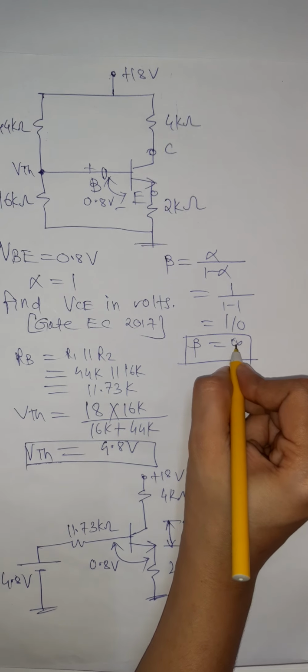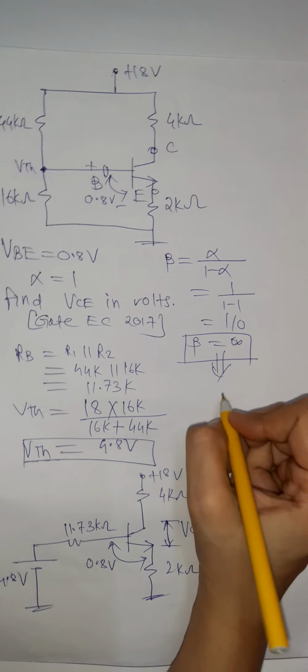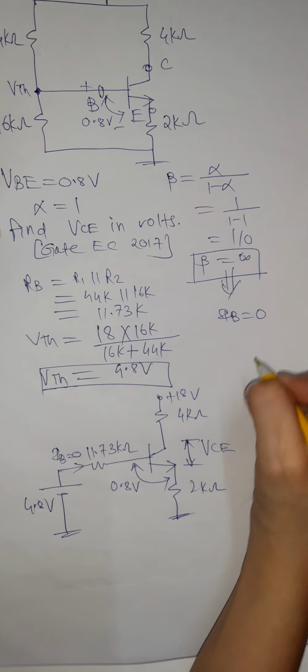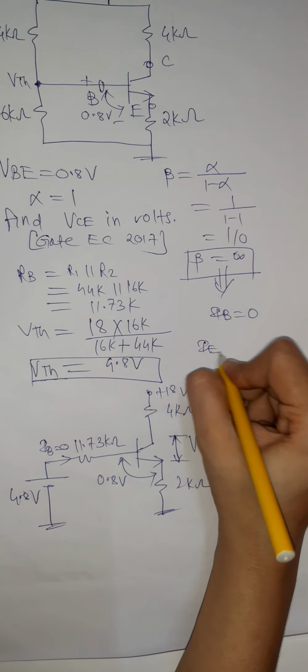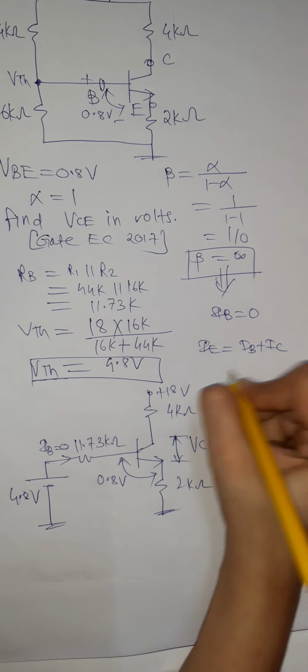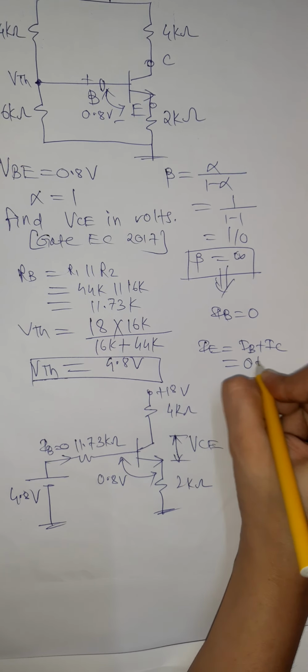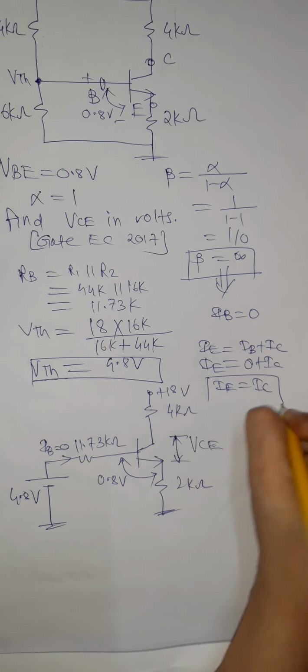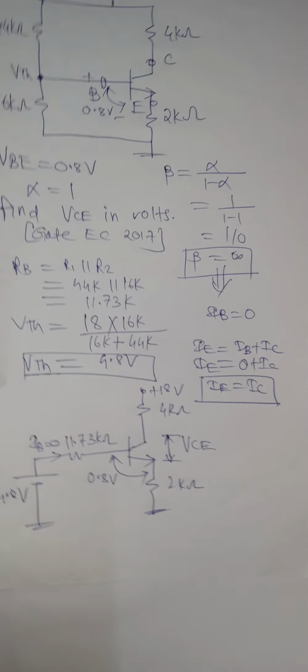Beta is very large, infinite. It implies that current flowing through base is 0. So make IB is equal to 0. And we know IE is equal to IB plus IC. And here as IB is equal to 0, so our IE will become IC. So here IE is equal to IC.